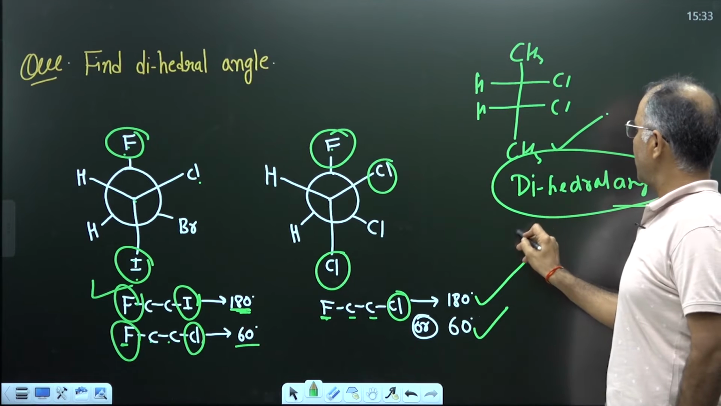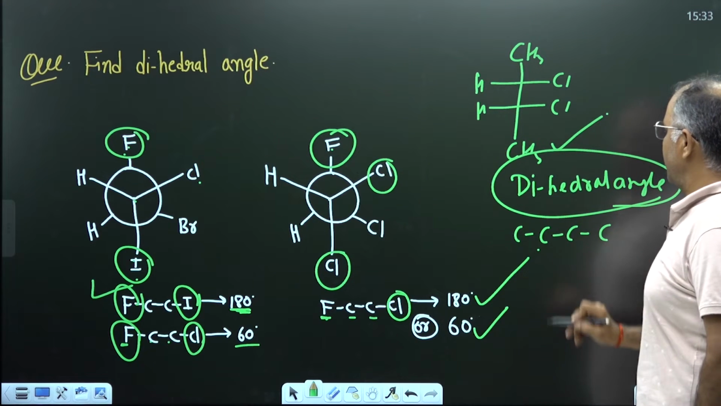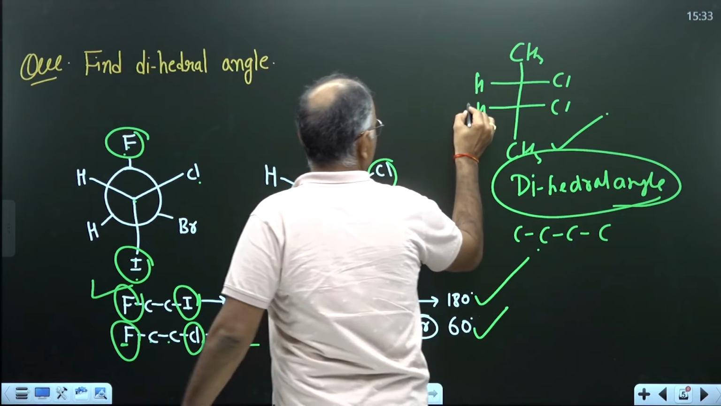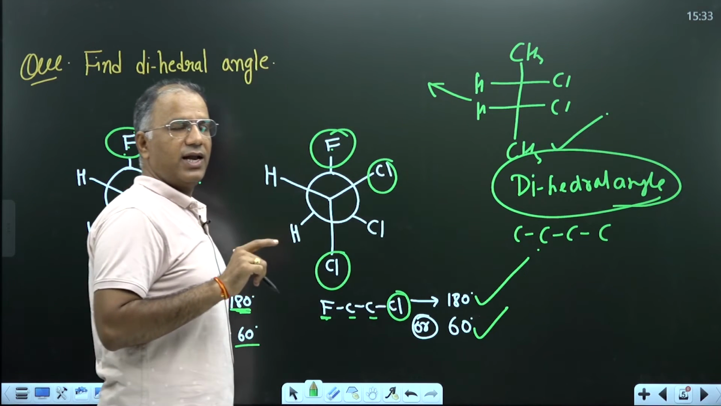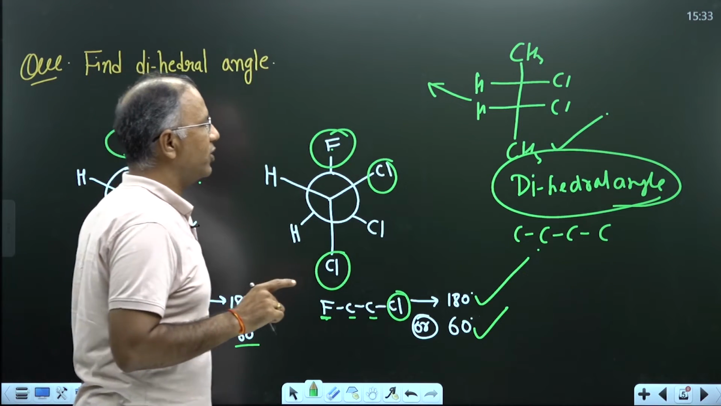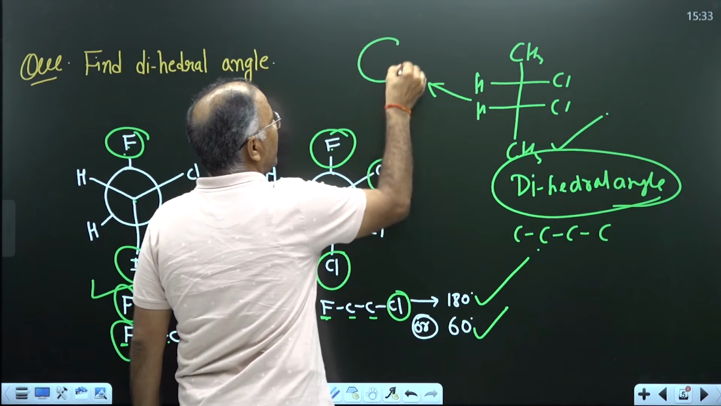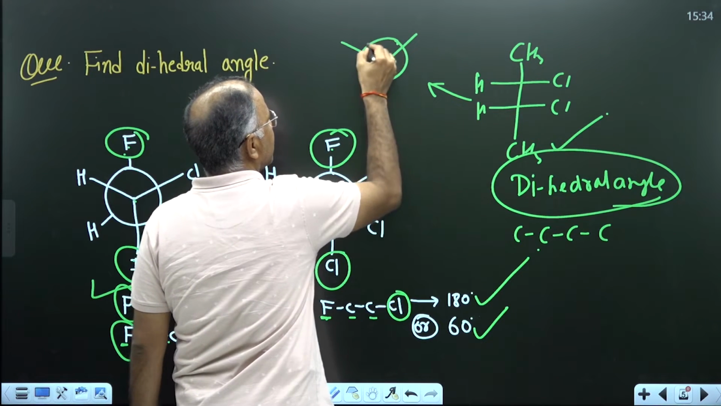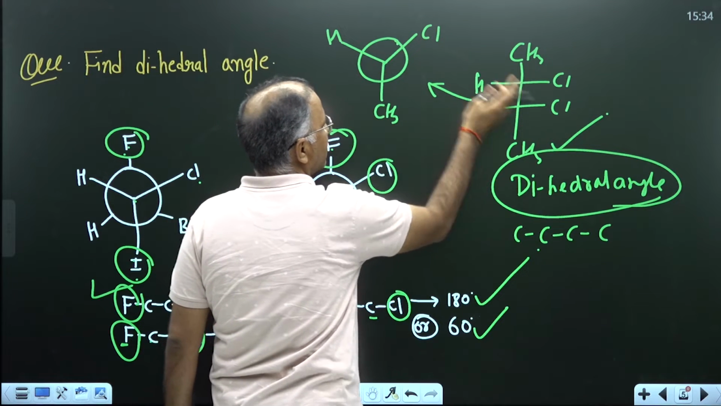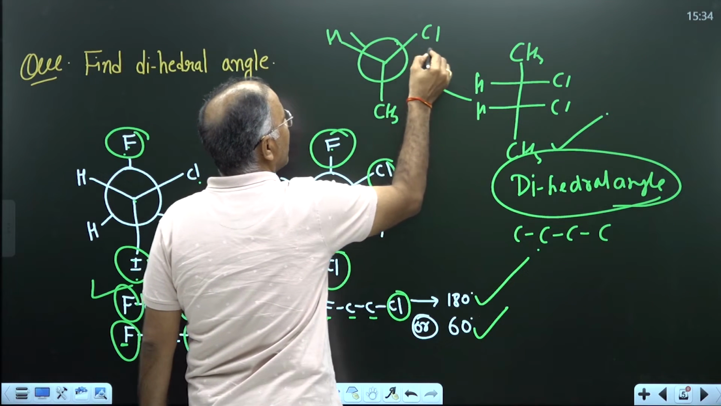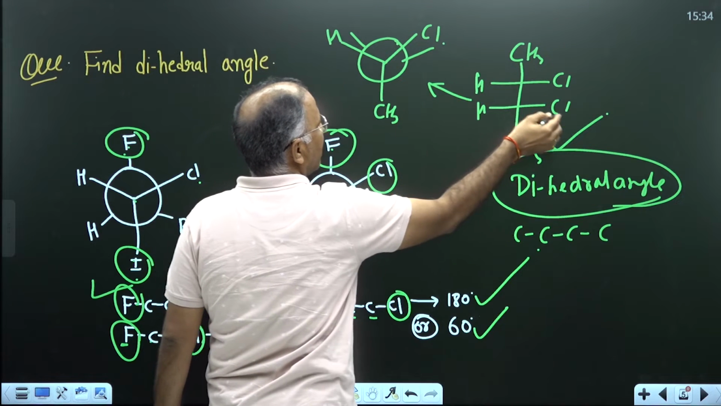Now if I ask the dihedral angle of carbon, carbon, carbon, carbon, what do we have to do? First of all, we have to convert this into Newman, because the definition of dihedral angle is the angle between two specified groups in Newman. So if we draw the Newman projection of this, this is H. We already learned how to convert Sawhorse to Fischer to Newman. We can convert Fischer to Newman.